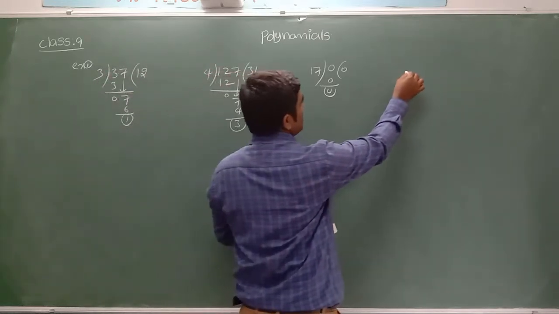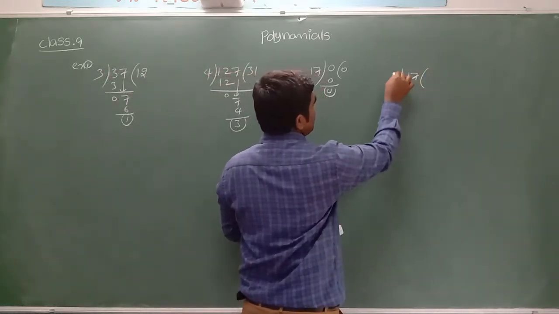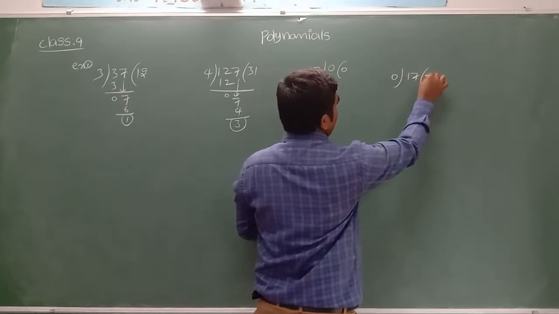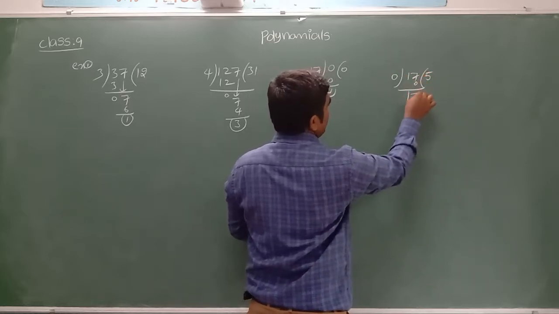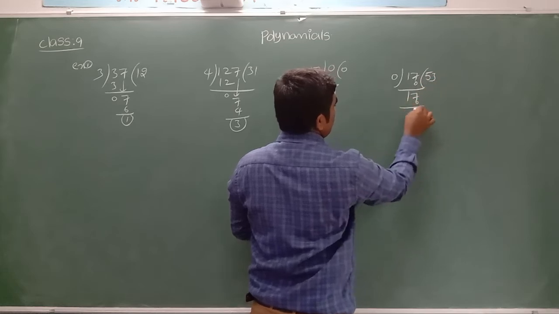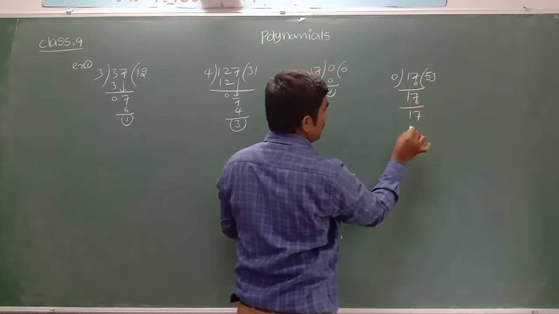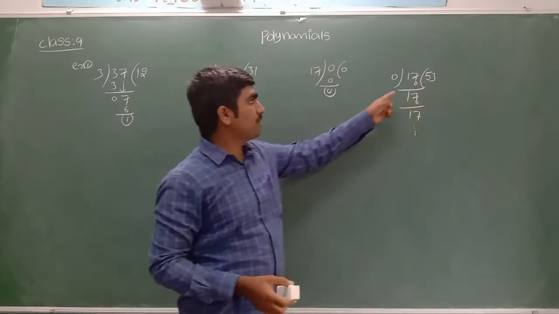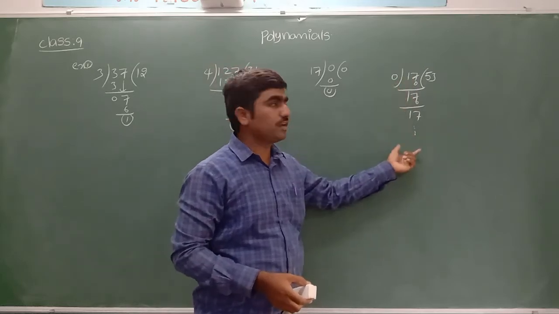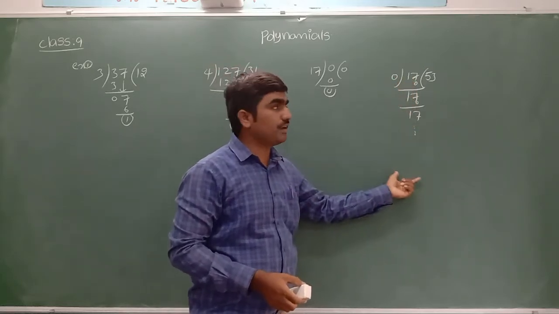Can I take the divisor as 0? Let me take 0. 0 5s are 0 only, 17. 0 3s are 0 only, 17. See, it is always the same. Division by 0 is meaningless. Division by 0 is undefined.